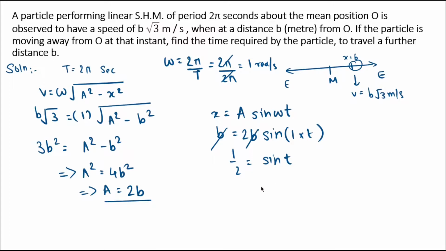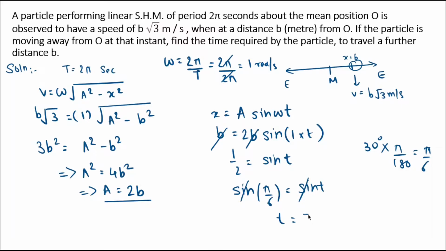So you can take sin inverse to this side, or you can directly say that sin 30 is 1 by 2. Now 30 degree can be written in radian as 30 into π by 180, which becomes π by 6. So instead of writing 30 degree, we can write π by 6 equal to sin of t, so sin gets cancelled, and we get t is equal to π by 6 second. So this is the time required for the particle to come to this point.